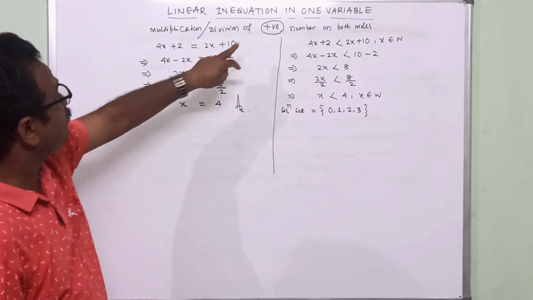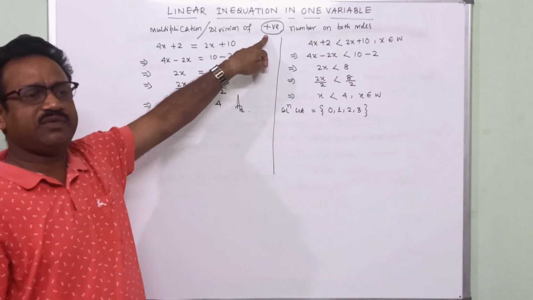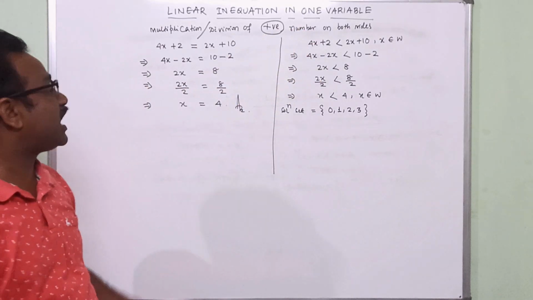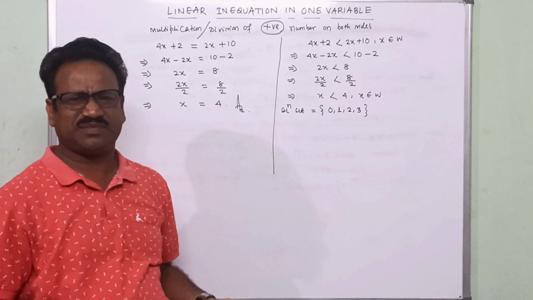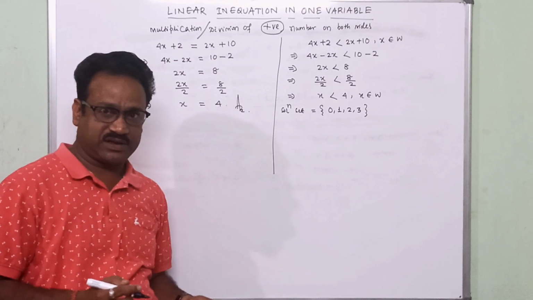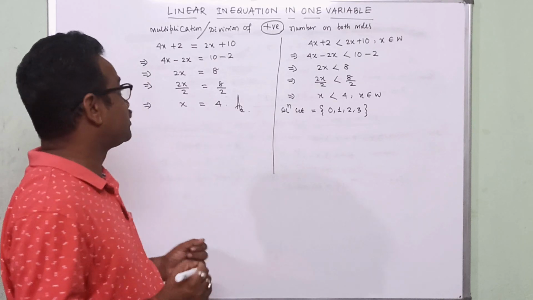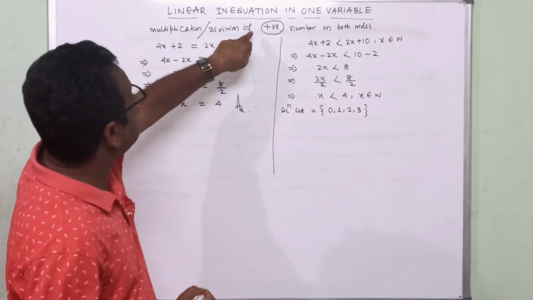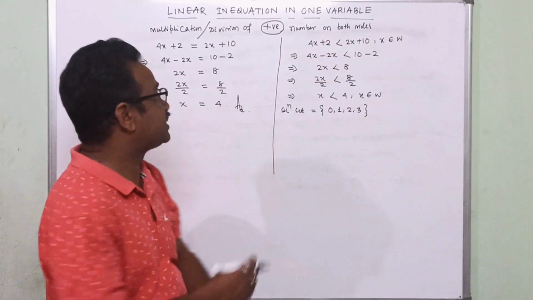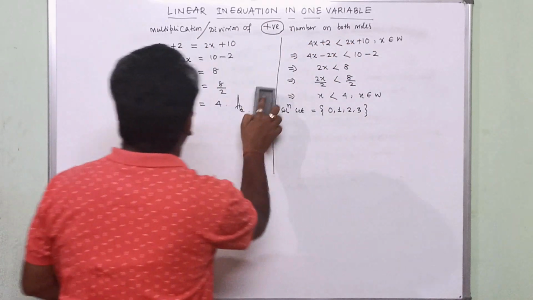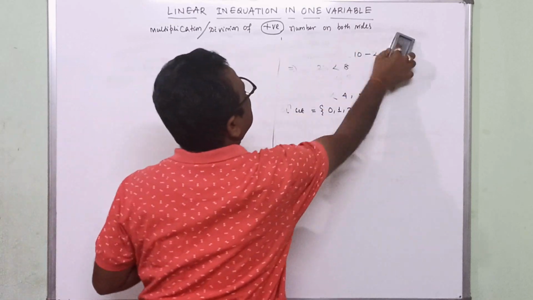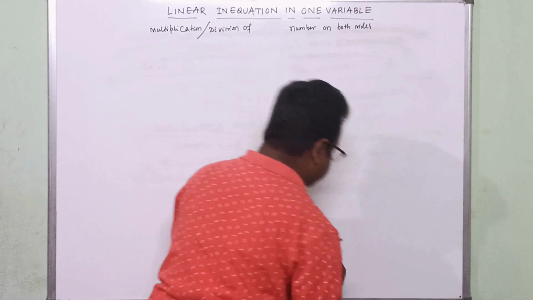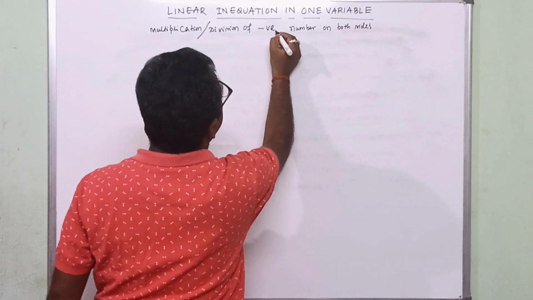So when multiplying or dividing a positive number on both sides, the resulting equation doesn't change. But here is one thing you have to see: what to do when we are multiplying or dividing by a negative number on both sides. Let us see about the negative number. Negative, not positive.